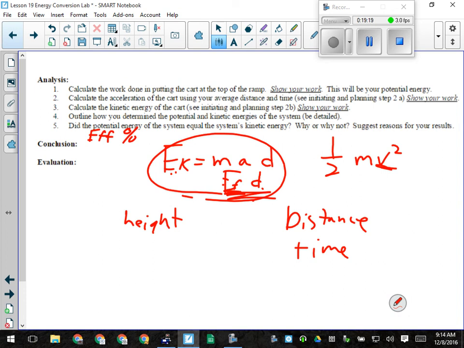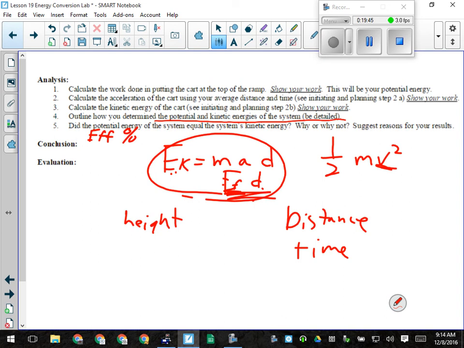For number 3, calculate the kinetic energy. Again, show your work, put it in the chart. Outline how you determined the potential and kinetic energies of the system. Be detailed. I've already gone over that. I said that we were calculating the kinetic energy by looking at what happened with friction, and obviously putting something at the top of a ramp gives it potential energy. Just talk about that, explain changes in energy and work. Work energy theorem is basically what they're asking to explain there.